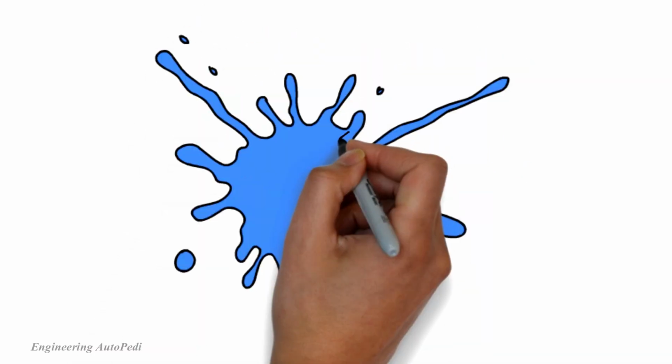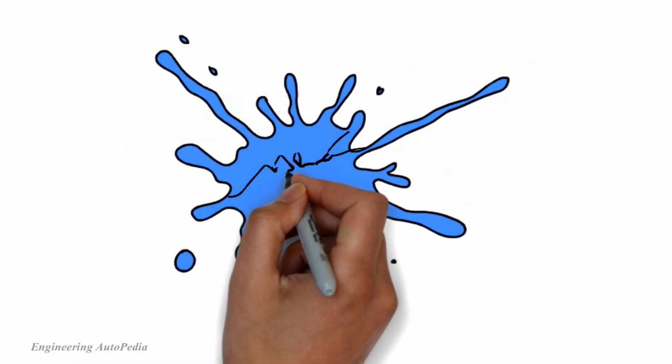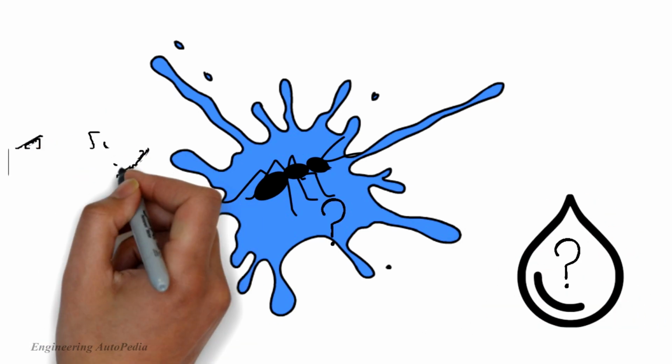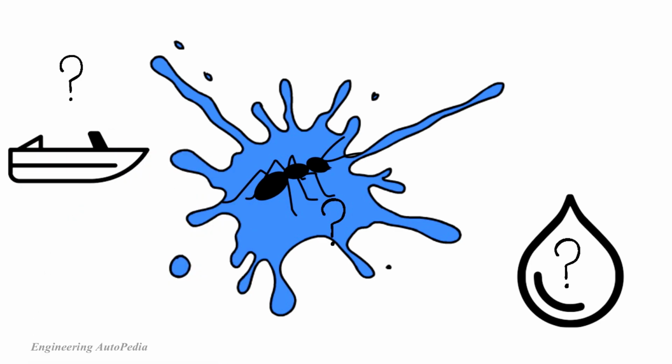We often see some of the insects walking on the surface of water. How can they do that? Why are water drops always spherical? How can the camphor move?